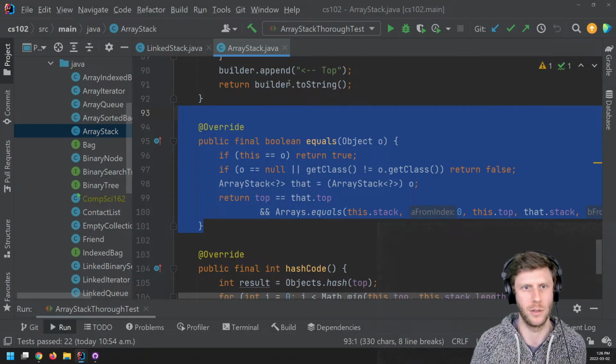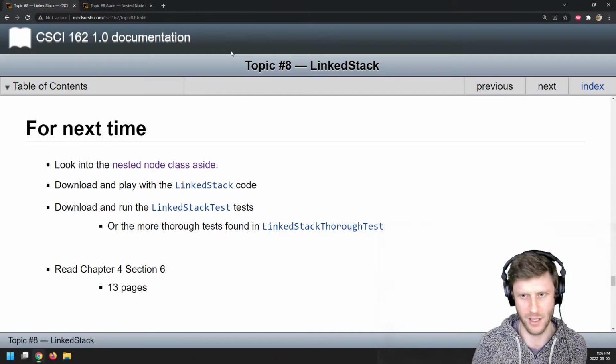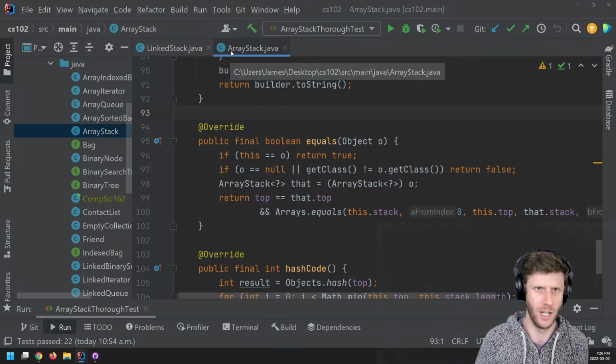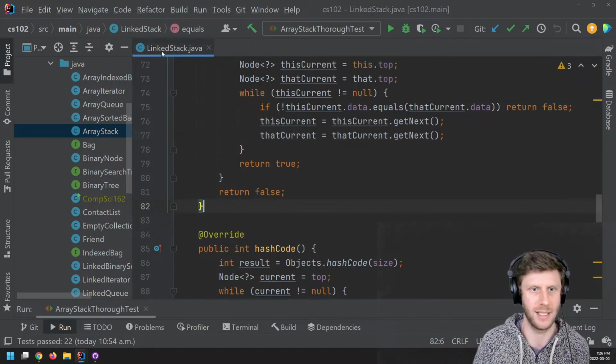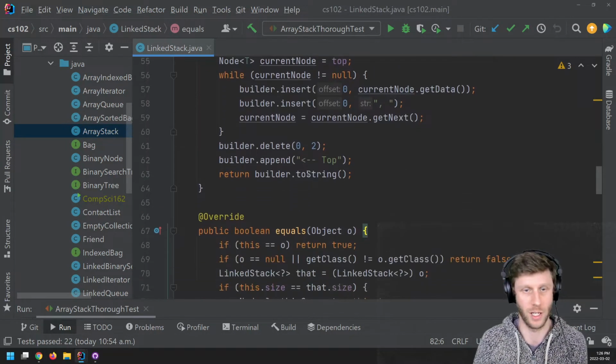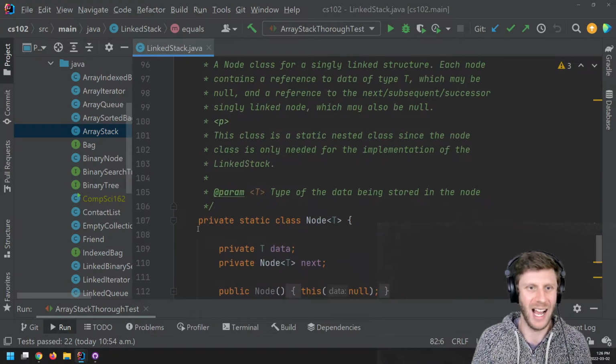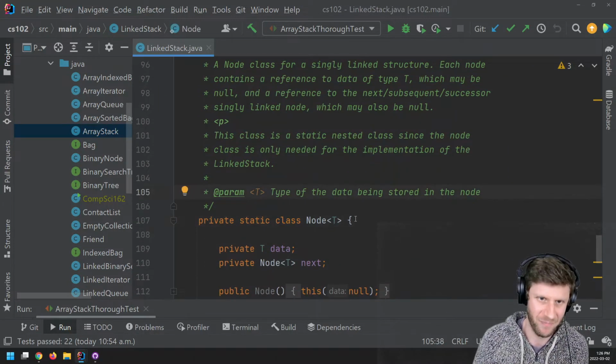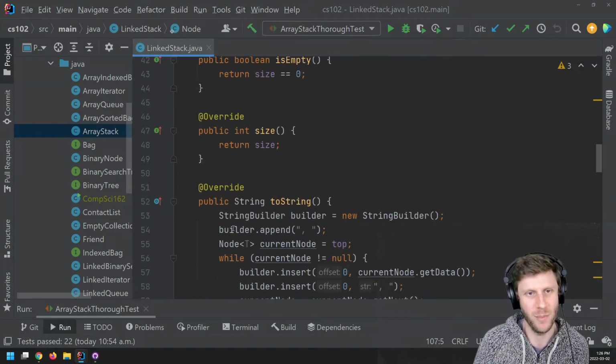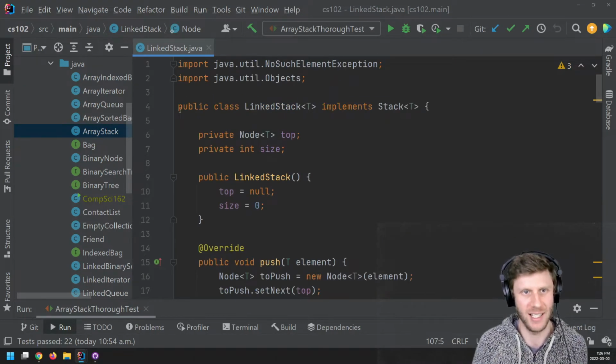Well, I'm not sure, but you know what? We'll move past the hash code stuff right now. But back to the linked stack. So we've got our toString, our equals, and our hash code. But I actually wrote a new class. But what you might find kind of funny is, well, hold on.